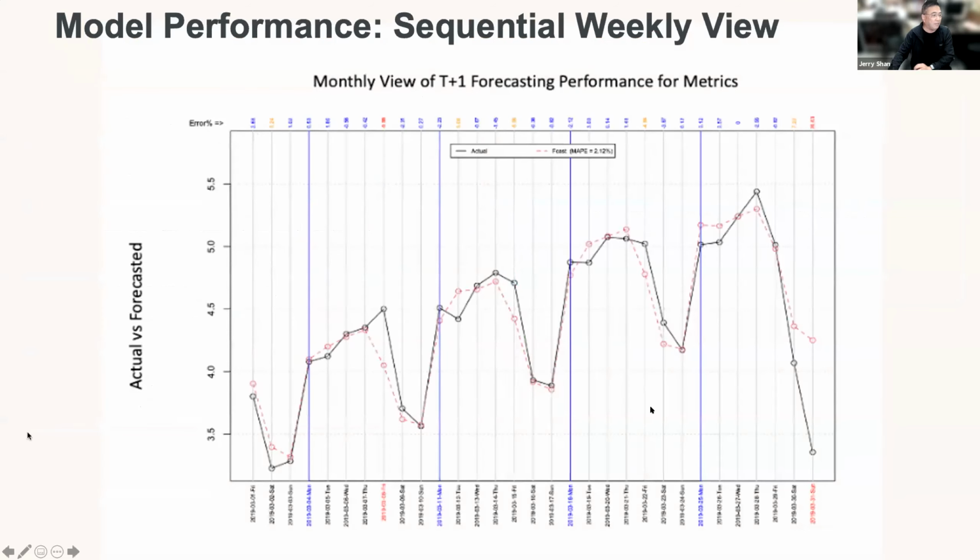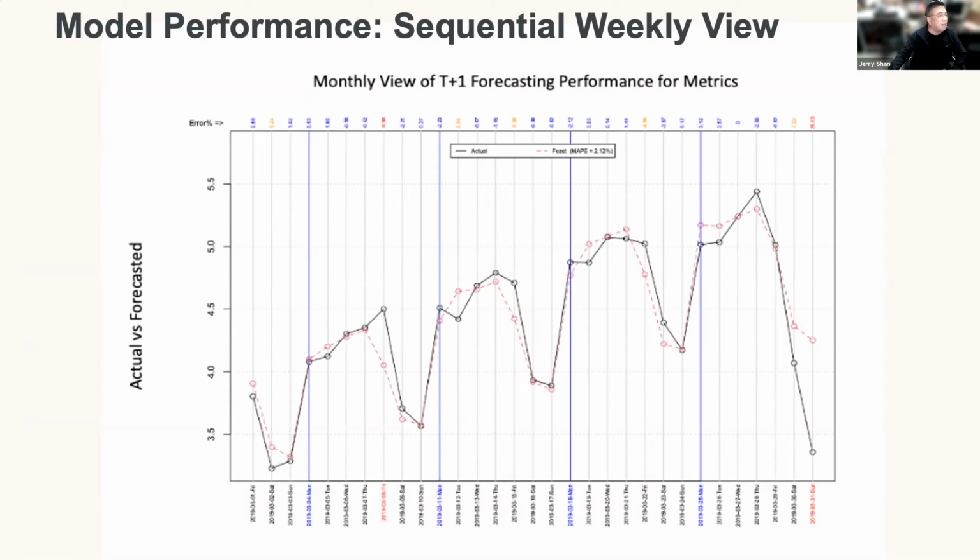And this is a stacked weekly view. Now, this is a sequential weekly view. So now we put everything in a month for all the weeks. And now you can see overall the monthly upward trend I mentioned at the beginning. So it captured that, and during a week the day of week effect, and everything is captured well. For this particular case, the MAPE is 2.12 for the whole month, also very good.